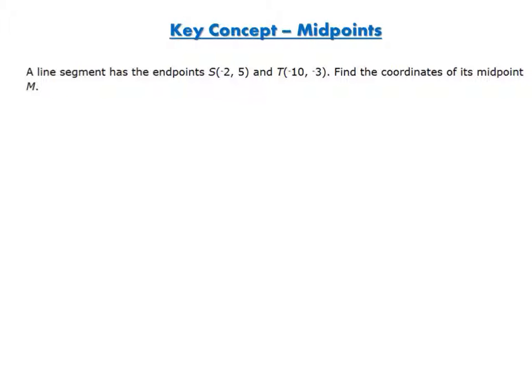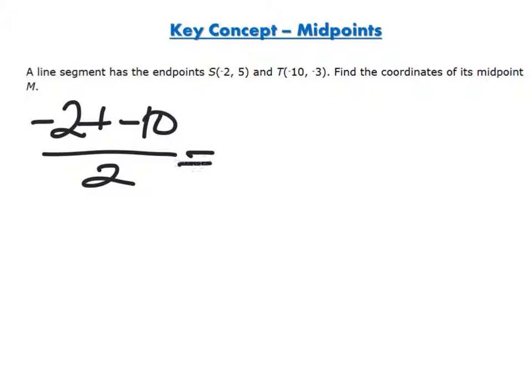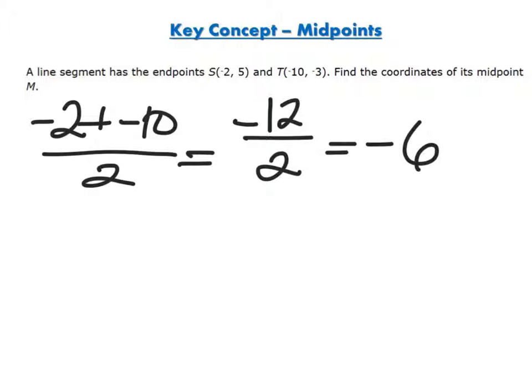My second example says a line segment has endpoints -2, 5 and -10, -3. Find the coordinates of midpoint M. Again, I'm going to take my 2 x values, -2 plus -10, add them together and divide by 2. That's -12 divided by 2 is -6. I now have my x value.